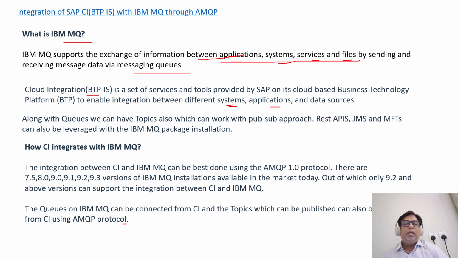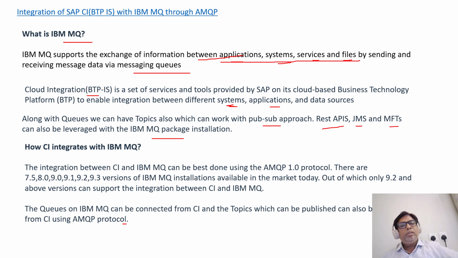Along with the queues, we can have topics also, like a pub and sub approach. Generally, if we are discussing event mesh, it will be the pub and sub approach. Generally, it will be used for REST API, and generally JMS also we use. MFT is a managed file transfer option, which will be leveraged in the IBM MQ package installation. So this is the basic of what IBM MQ is, a queue information exchange system provided by IBM.